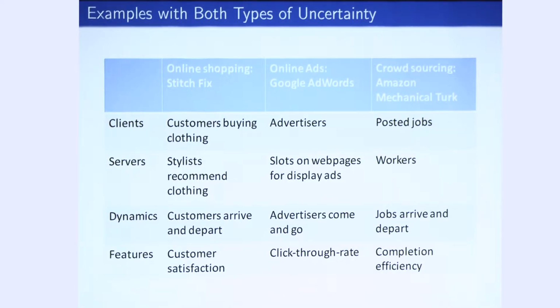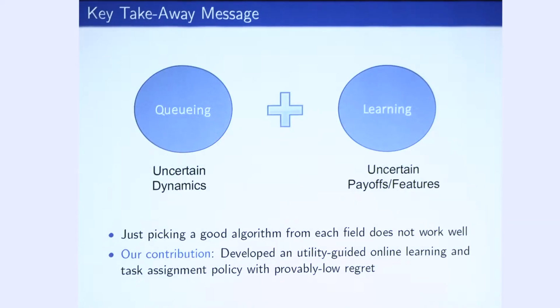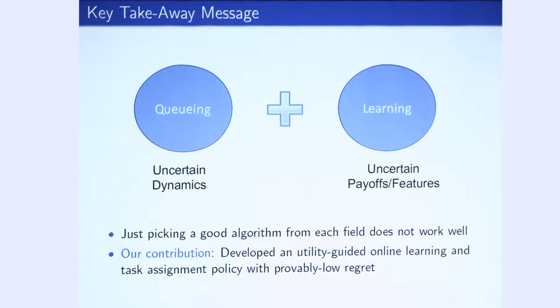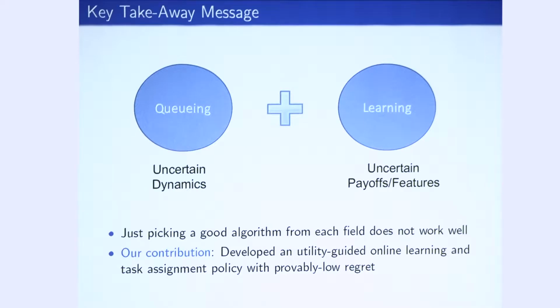In all of these examples, on one hand, we need to do queuing control in response to the uncertain agent dynamics, and on the other hand, we want to learn the uncertain features. As we're going to see in the talk, just picking a good algorithm from each field will not work very well. So our key contribution in this work is to develop a utility-guided online learning and task assignment policy, and we prove this policy has a very low regret.